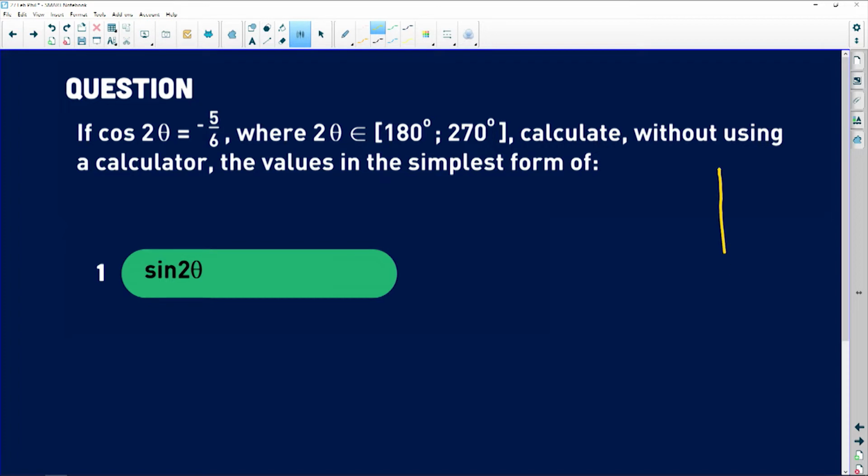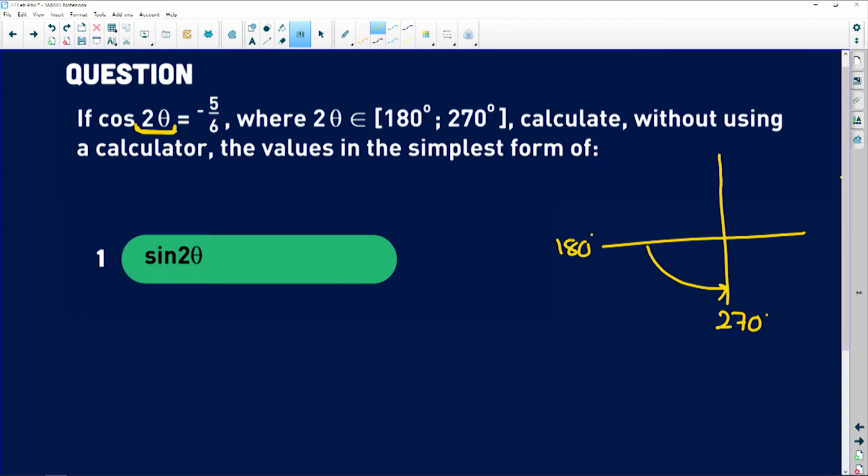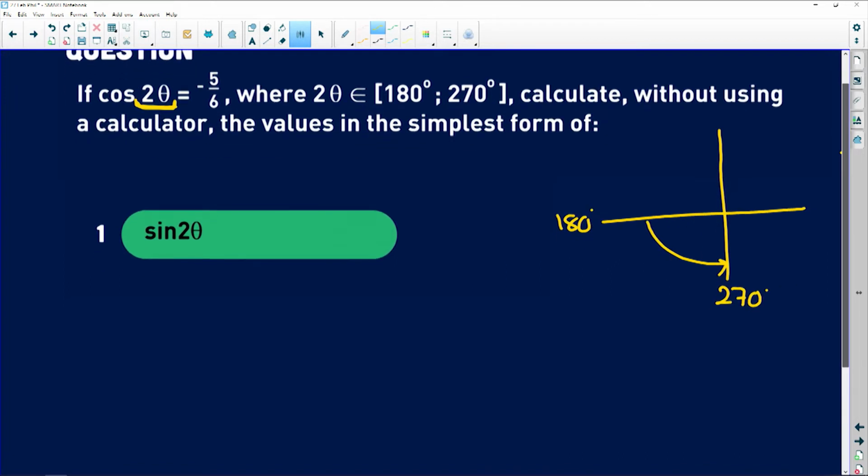Guys, that means that this angle that we're working with sits in our third quadrant, okay? Because this is 180, that is 270. But also very important, guys, double the angle is 2 theta. Must remember that, very important. It says calculate without using a calculator. Your teachers will know, guys, don't use a calculator. The value in the simplest form of, number 1, sine of 2 theta.